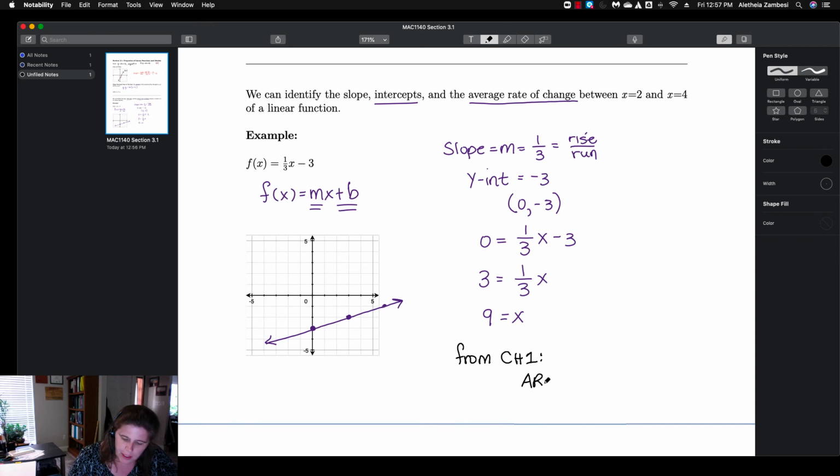The average rate of change is equal to the function at the second value minus the function at the first value over x2 minus x1. One thing to note, average rate of change is like a slope between two points. So when you're dealing with a linear function, the average rate of change is actually the slope. So our average rate of change here is m, or 1/3.